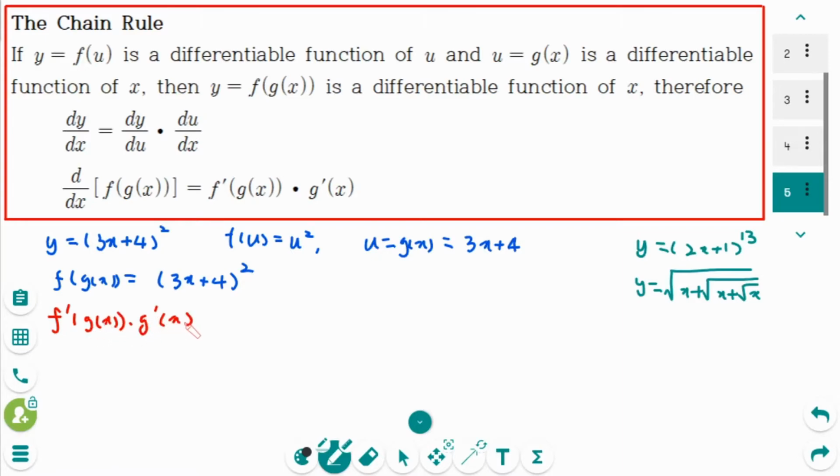means differentiate the outer function. So 2u, differentiate the outer function and keep the inner function, times the derivative of the inner function. So think 3x plus 4 is here. Then 2 times (3x plus 4) times the derivative of the inner function, which is 3. So the final answer is 6 times (3x plus 4).